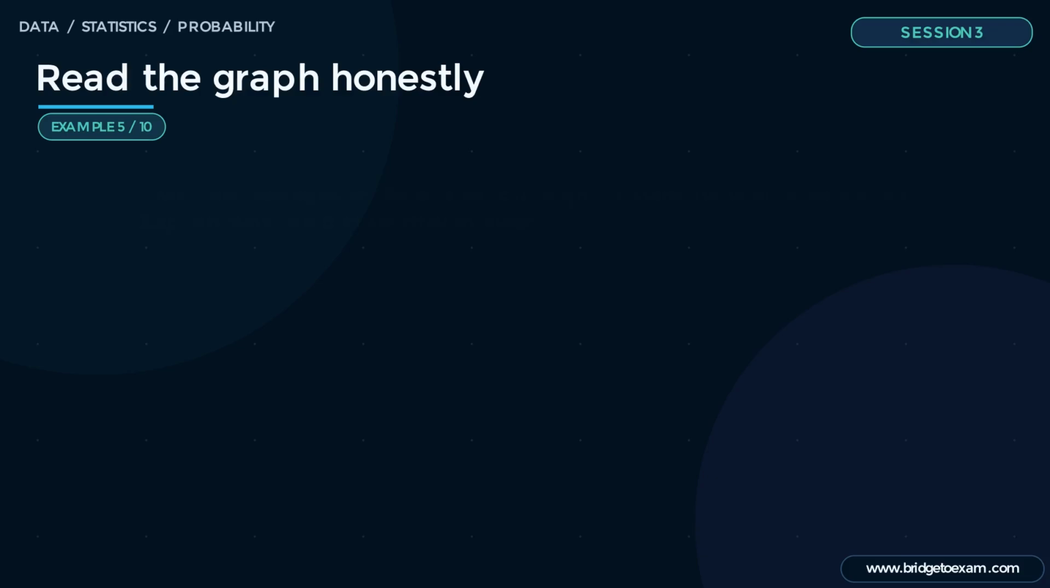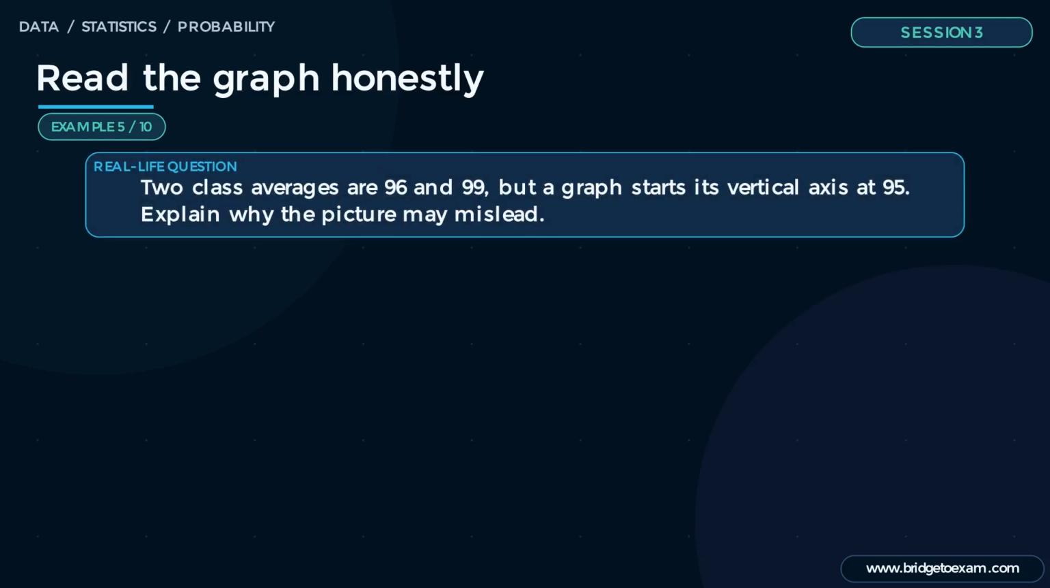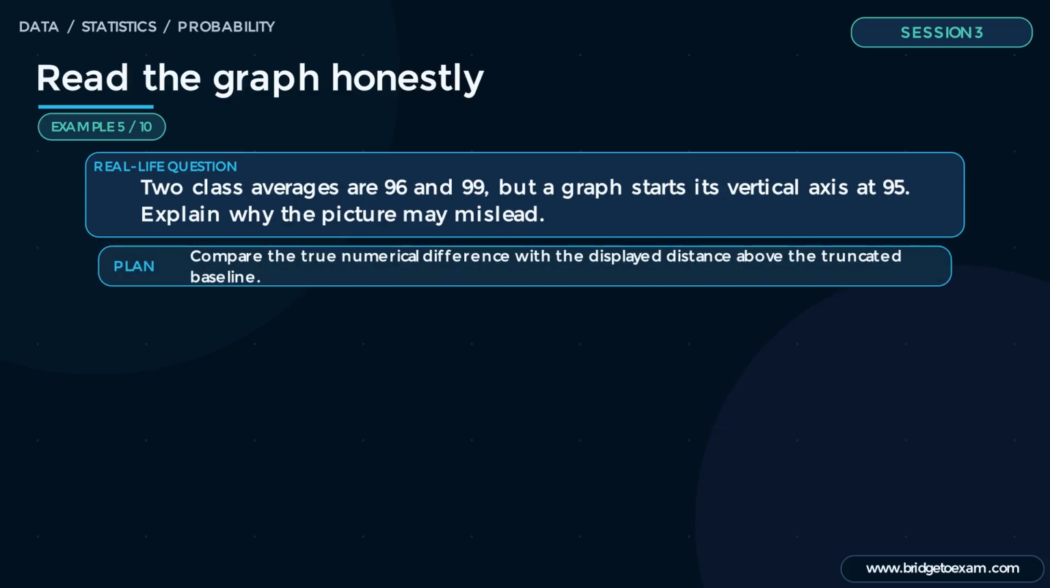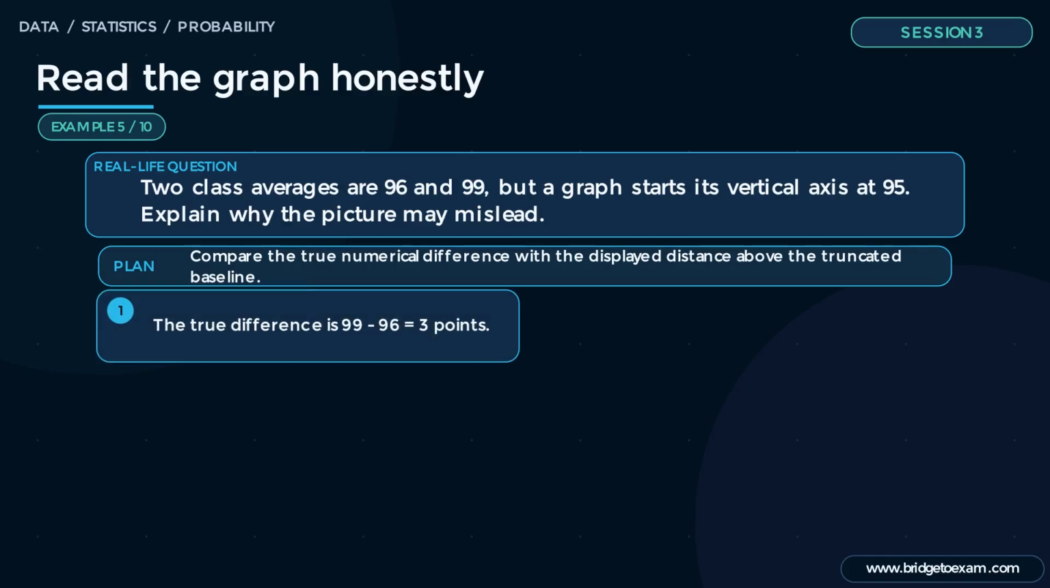Example 5. 2 class averages are 96 and 99, but a graph starts its vertical axis at 95. Explain why the picture may mislead. Plan. Compare the true numerical difference with the displayed distance above the truncated baseline. Step 1. The true difference is 99 minus 96 equals 3 points. Step 2. Above the displayed baseline, 96 appears 1 unit high and 99 appears 4 units high.